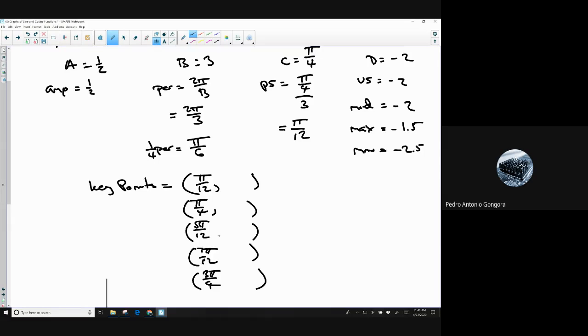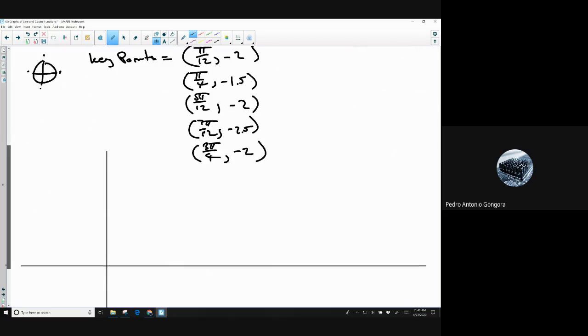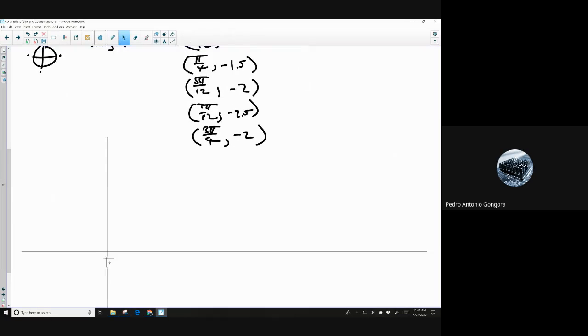The pattern for the sine function, again, draw yourself a little circle if you need help remembering: middle, max, middle, min, middle, because I'm talking about the y coordinate of those points. So my middle was negative 2, and that goes for all three of these. My max was negative 1.5, and my minimum was negative 2.5. There's my function, or there's my key points.